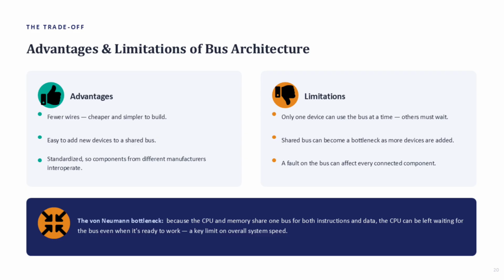The third advantage is standardization. Different manufacturers can produce CPUs, RAM modules, storage devices, and peripherals that still work together because they all follow common communication standards. Now let's look at the limitations.